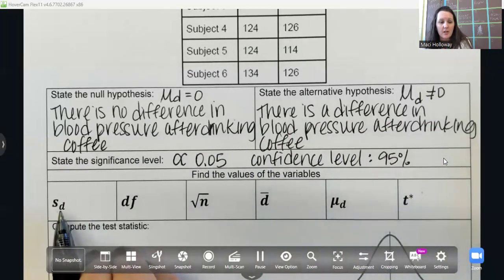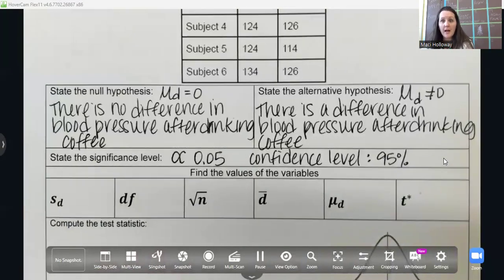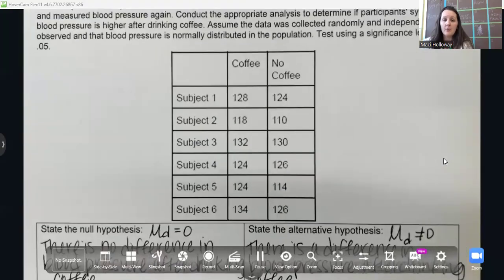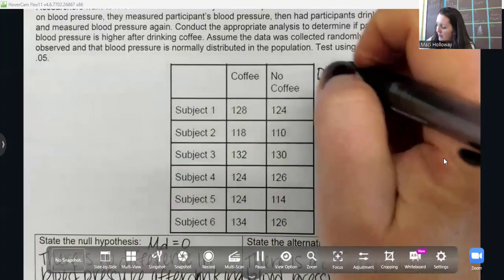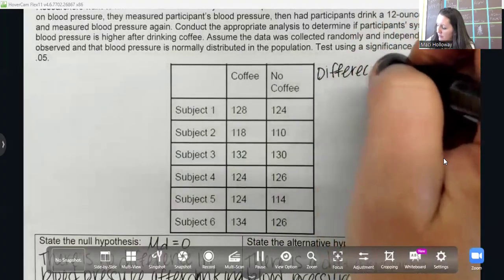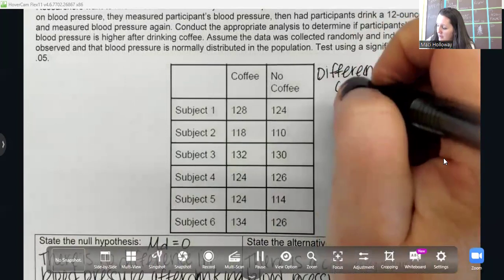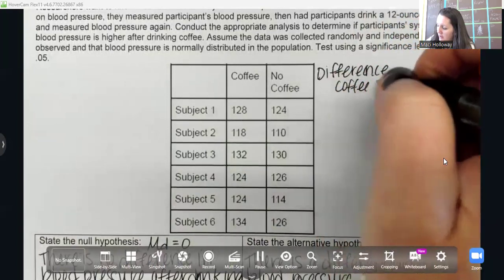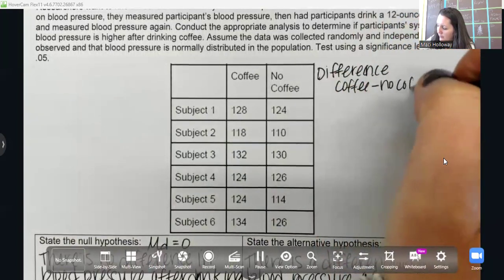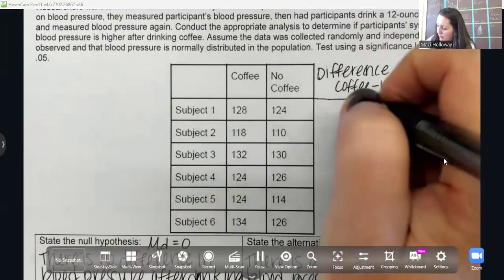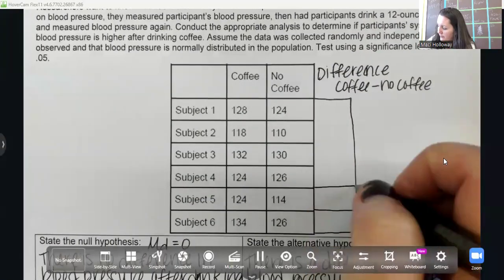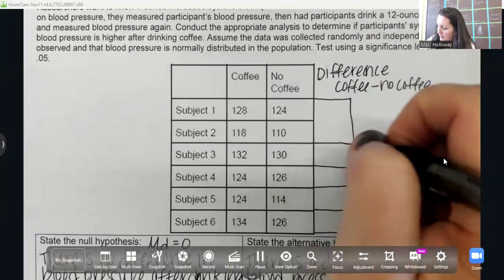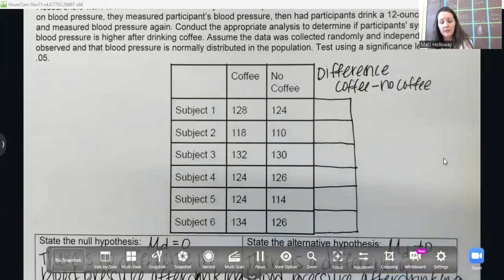So this is standard deviation of the difference. Well, in order for me to find standard deviation of the difference, I have to find the difference when they drink coffee and when they don't drink coffee. So let's calculate the difference first. So difference here, and all I'm doing is subtracting coffee minus no coffee. And I'm going to put it next to our table here. You don't have to draw the lines, but I want to draw them just so you can see.